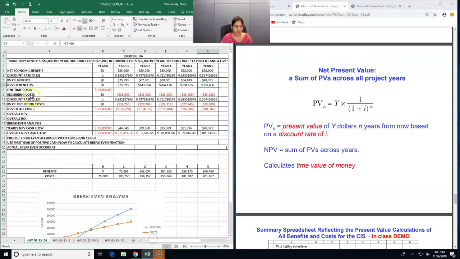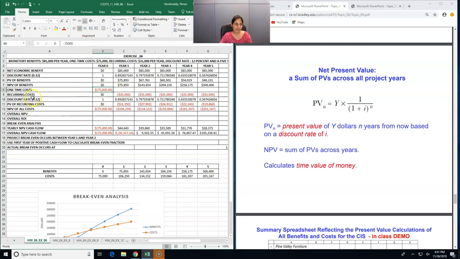Okay. So now we are also given a one-time cost, which is $75,000. That will be included only in year 0 as it's a one-time cost. And then we are also given a recurring cost of $35,000 per year. So I've included this recurring cost as $35,000 for years 1, 2, 3, 4 and 5. So we have entered negative $35,000 as the recurring cost for all these years and negative $75,000 as the one-time cost for year number 0.